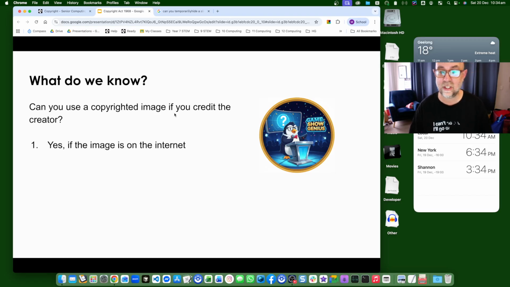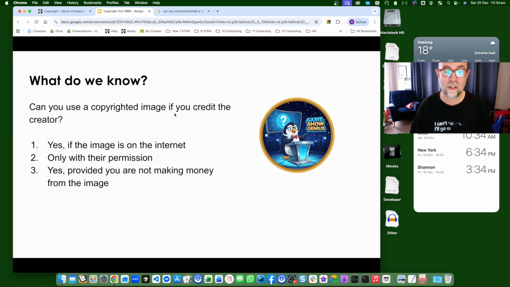So, second question is, can you use a copyrighted image if you credit the creator? 1, yes, if the image is on the internet. 2, only with their permission. 3, yes, provided you are not making money from the image. So, which one of those do you think that is? If you've got a pen and paper, you might want to write down what your answer is so that you can check it when we come back to it.